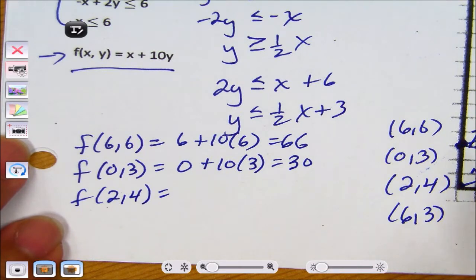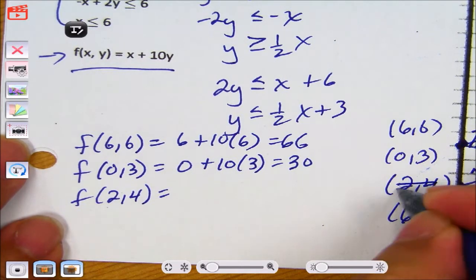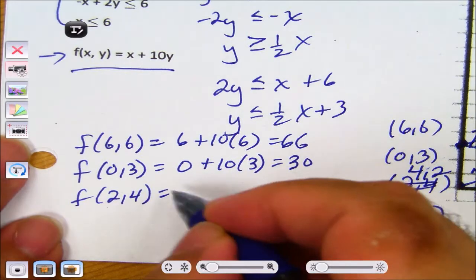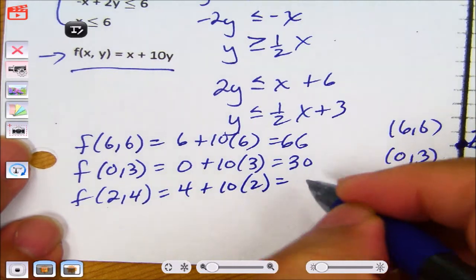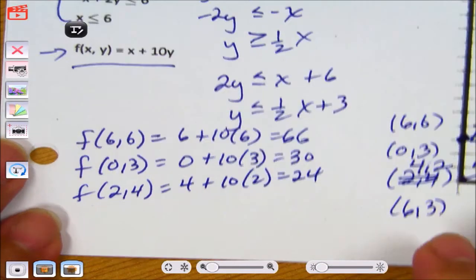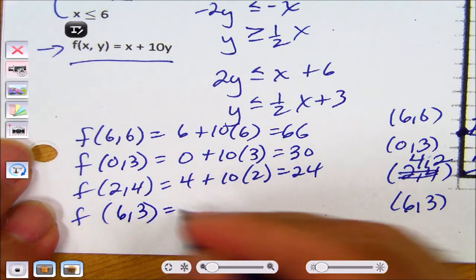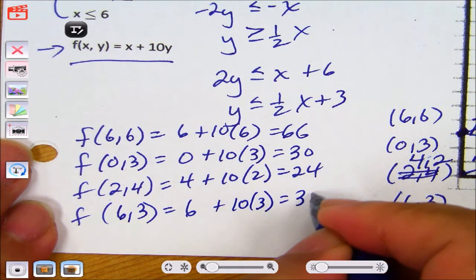Isn't the blue one 4, 2? You're saying that's 4, 2? Yes, that's 4, 2. Oh, I was right with the original one. That was a mistake, that was 4, 2. So that's 4 plus 10 times 2, so that's 24. And the last one is 6, 3. Is 6, 3 right? Yeah. So it's 6 plus 10 times 3, or 36.